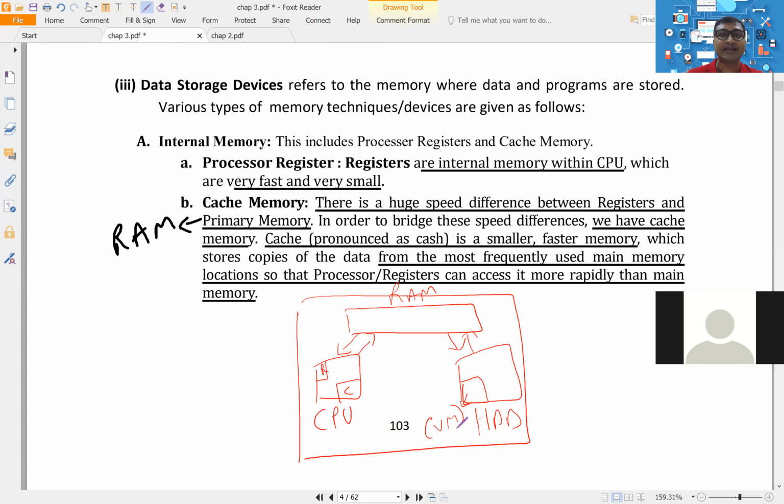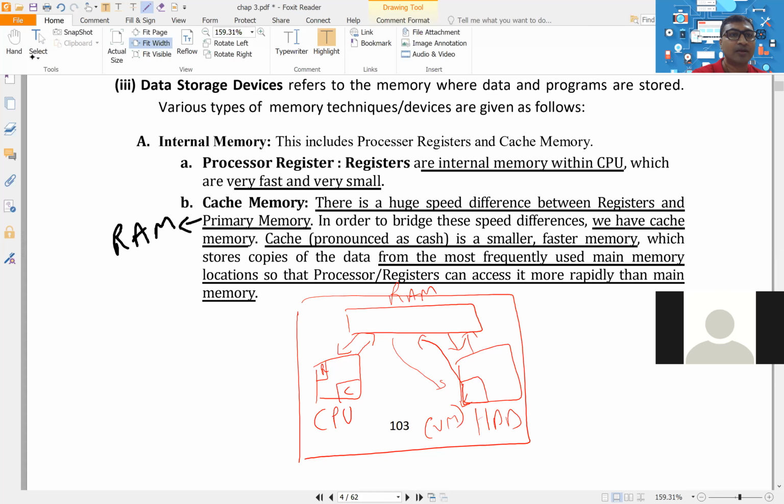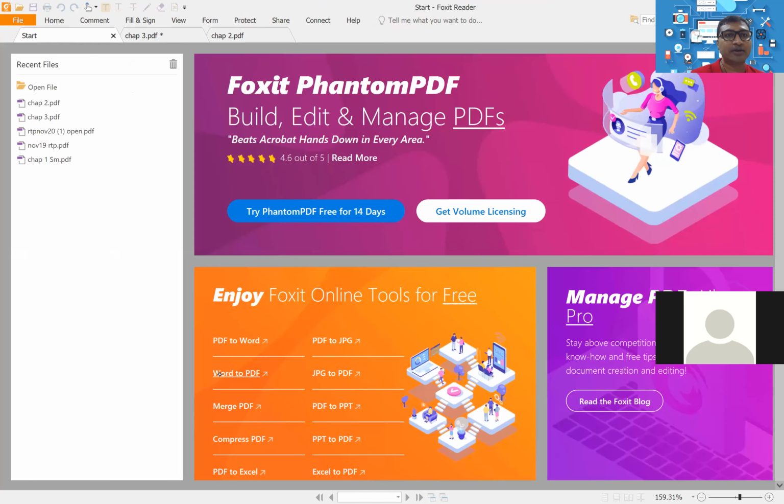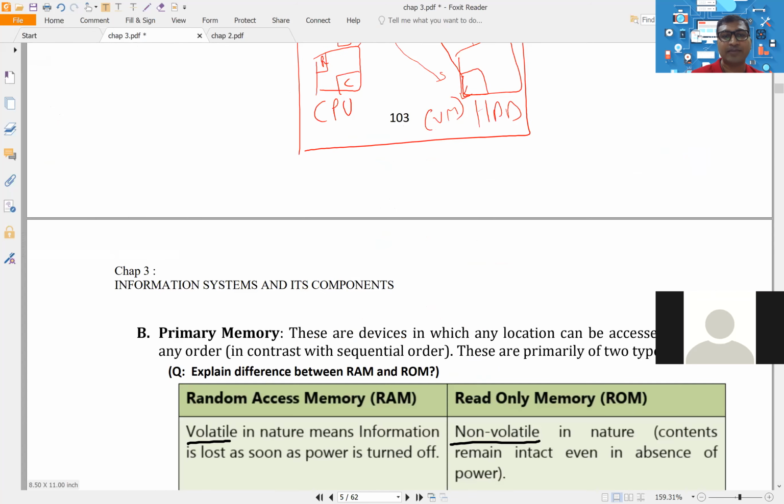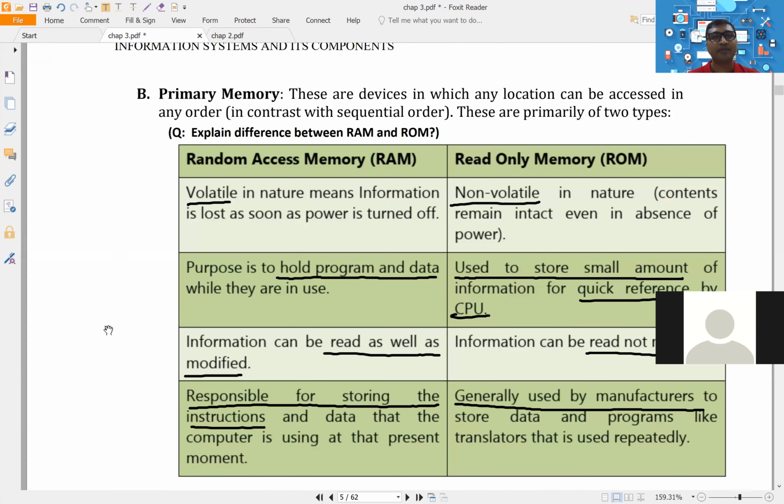Operating system will create temporary space on the hard disk, and it will be used for the benefit of RAM. That was known as virtual memory. Okay. Now, apart from this, two important concepts here: primary memory and read-only memory.